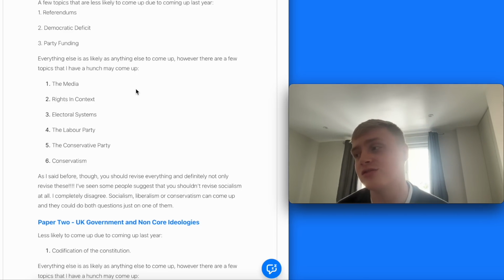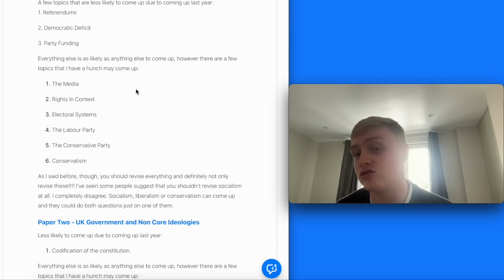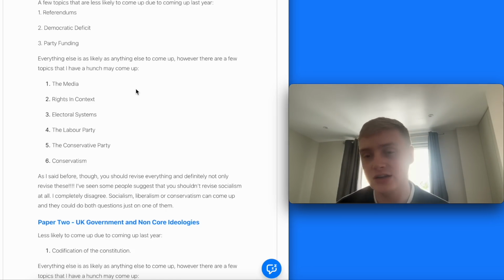And I've seen some people saying they're not going to revise one ideology or just focus on conservatism, which I really don't recommend. I don't think you should not revise socialism. I think you should be revising all of them. Not only because they could ask two questions on one, I think that's quite unlikely, but the more important reason is that if you get two questions and you're just revising conservatism, and the conservative question is really difficult, and they put a socialism question in there that's really easy, and you know if you'd revised it, you'd be able to do a really good answer for it.